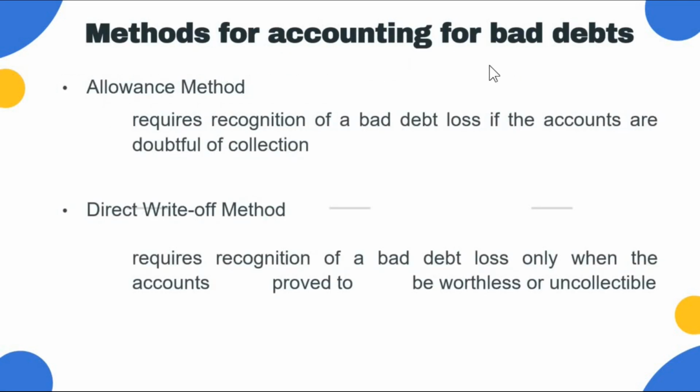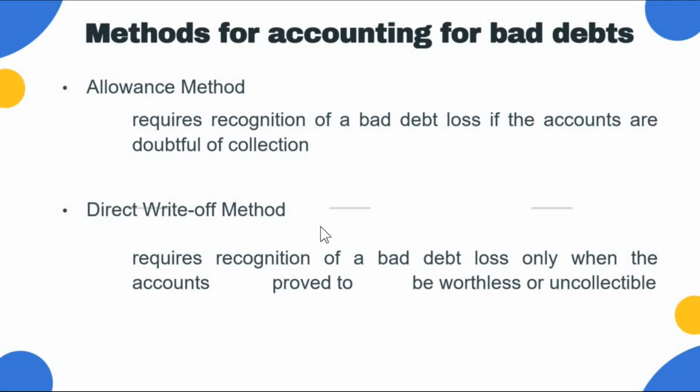There are two methods for accounting for bad debts or doubtful accounts. One is yung allowance method, the other one is yung direct write-off method. So, ano bang kaibahan ng dalawa, no? So, sa allowance method class, no, it requires recognition of a bad debt loss if the accounts are still doubtful of collection. So, even if doubtful of collection pa lang, hindi mo pa talaga sure na hindi magbabayad yung customer o yung mga clients mo, you're anticipating already for bad debts. So, advance mag-isip ang allowance method. And ito rin yung ginamit natin doon sa basic accounting.